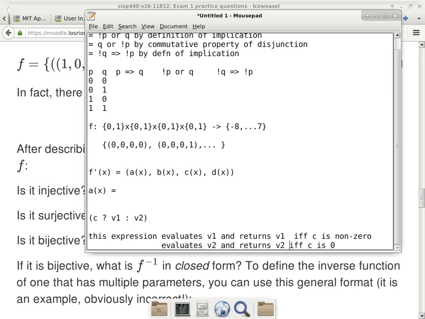Sorry, go ahead. Does it evaluate C or V1? Subsequently. So it will evaluate C and return. It will first evaluate C as a condition, and then if it is non-zero, it will end up evaluating V1 second, and then use the value of V1 as the value of the entire expression. On the other hand, if C evaluates to zero, then it will evaluate V2 as an expression, and then use that particular value as the value of the entire ternary operation, or ternary expression.